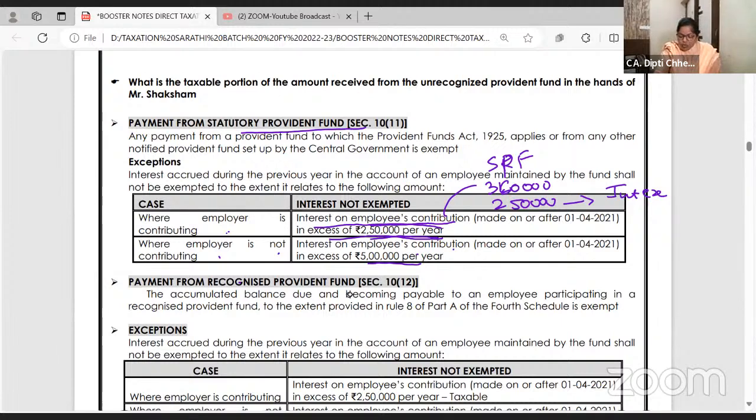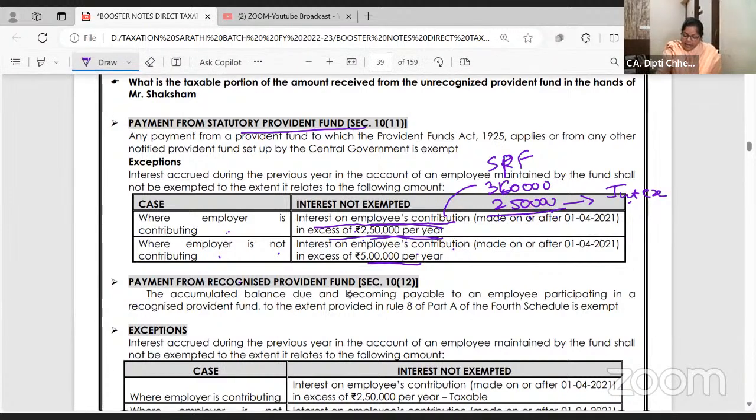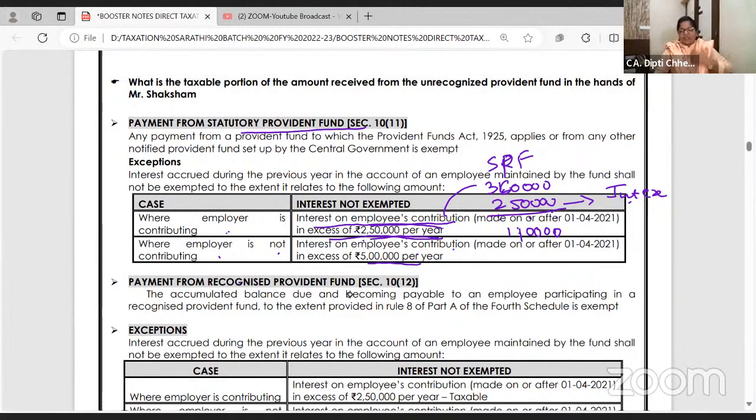Then up to 2,50,000, this is contribution, not interest. Interest on employees' contribution up to 2,50,000 is exempt, and the employee has put in 1,10,000. Good. Vivanki, what you are saying is that we will have 2 PF accounts.